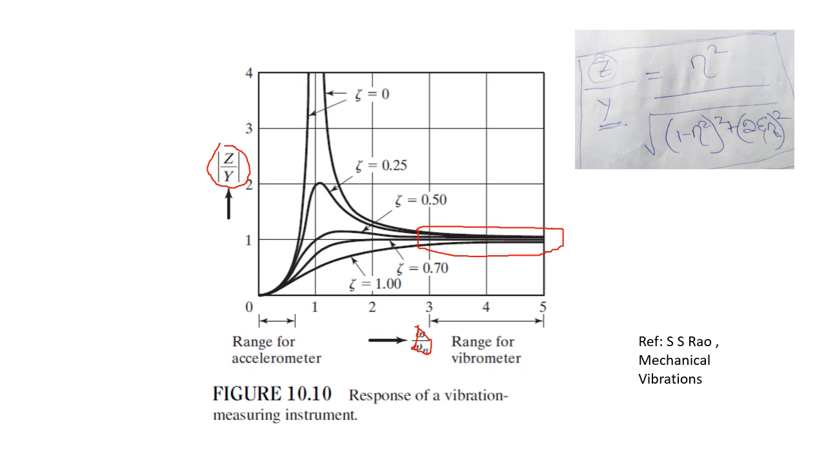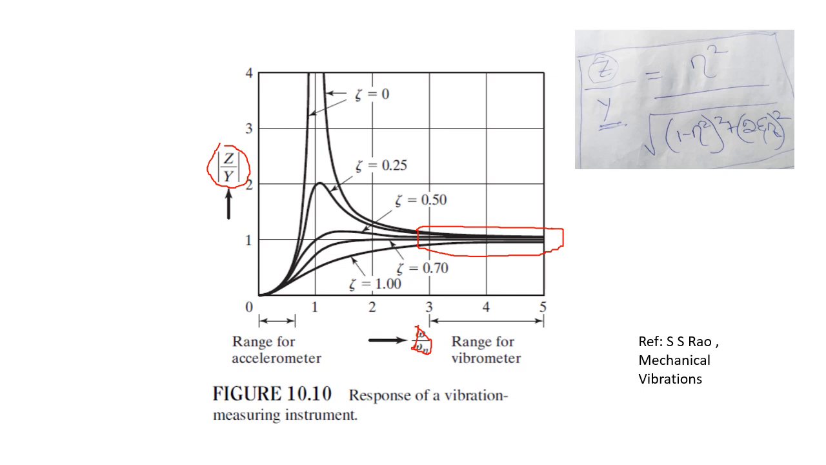So when does this happen? What is eta? Eta is nothing but omega by omega n. So if omega by omega n should be greater than or equal to 3, then omega n must be lower. Omega n must have a smaller value. When will omega n have a smaller value?